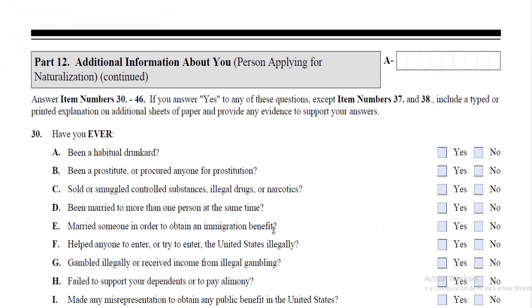Okay, let's go to 30C. It's another one that trips up applicants who have been involved in the marijuana industry in states where it's legal, because it is considered a federal offense and a bar to U.S. citizenship. In 30F, be aware that even helping a family member to enter or try to enter the U.S. illegally must be answered with yes, and is a crime.